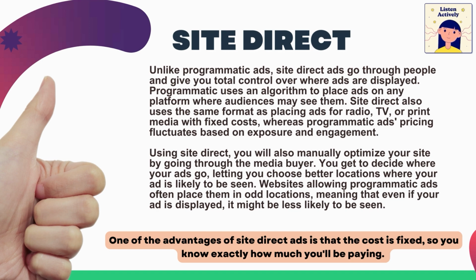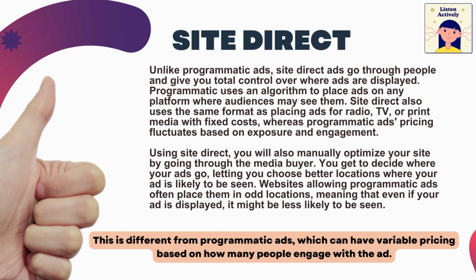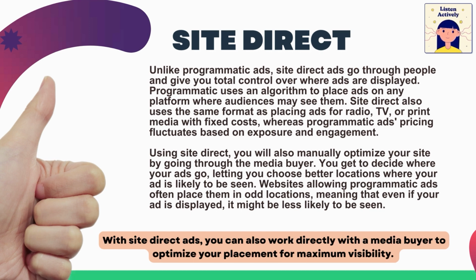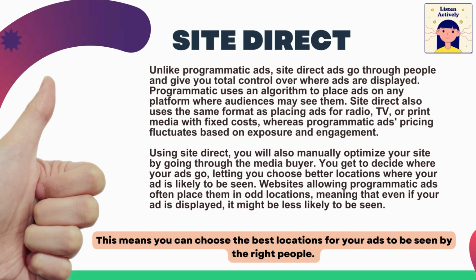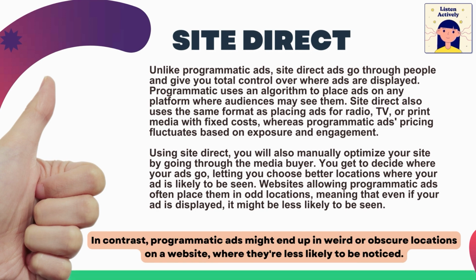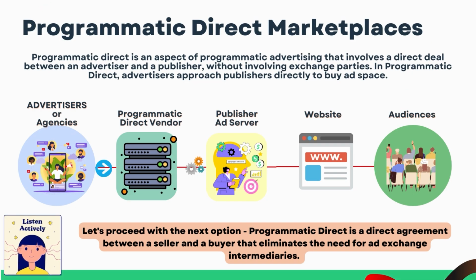One of the advantages of site direct ads is that the cost is fixed, so you know exactly how much you'll be paying. This is different from programmatic ads, which can have variable pricing based on how many people engage with the ad. With site direct ads, you can also work directly with a media buyer to optimize your placement for maximum visibility. This means you can choose the best locations for your ads to be seen by the right people. In contrast, programmatic ads might end up in weird or obscure locations on a website, where they're less likely to be noticed. Let's proceed with the next option.